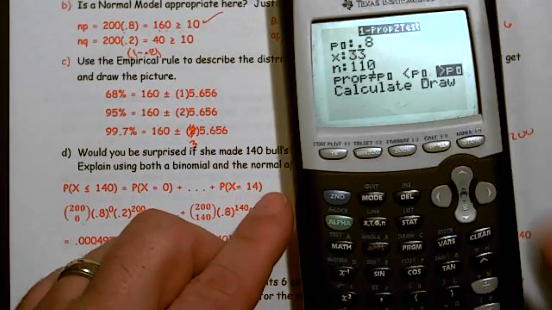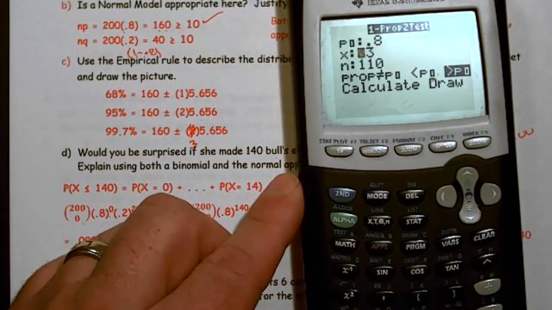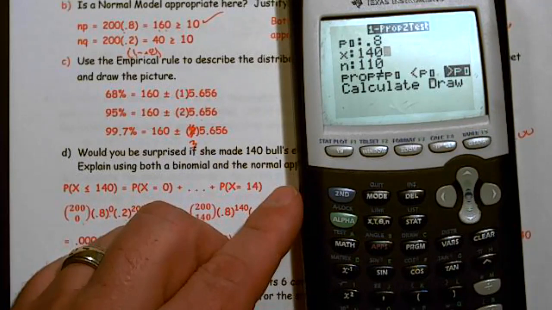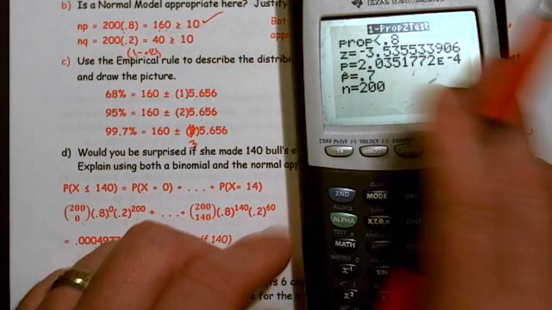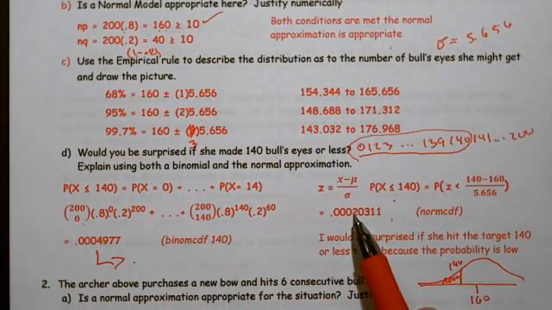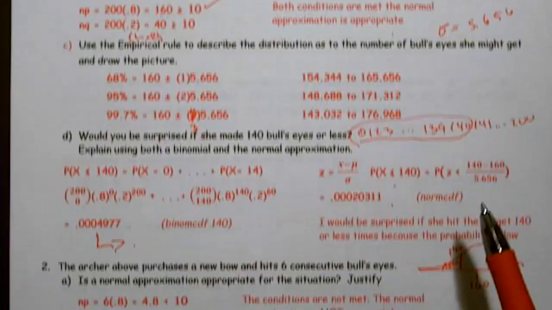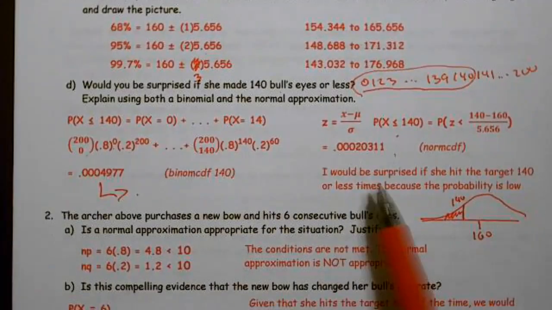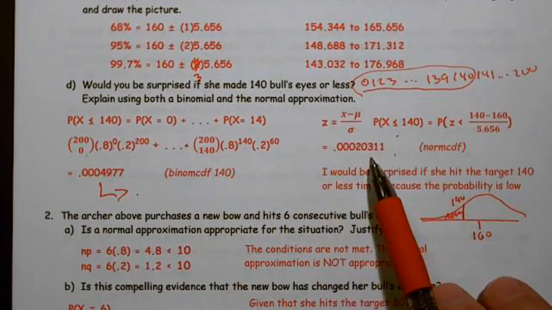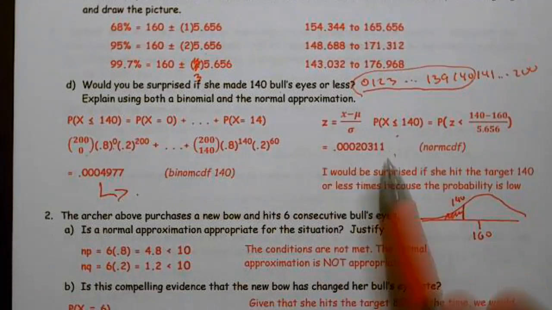And we're saying it's approximately normal. So in this case, we want 140. Our sample size is 200. And we want to know the probability that it's less than. And we get 0.0002. Notice we're a good bit off, but tenths, hundredths, thousandths, ten thousandths. So we're about 3 ten-thousandths off. And based on this, would I be surprised? And the answer is yeah. If she's really shooting 80%, for her to have 140 bullseyes or less would be pretty rare.